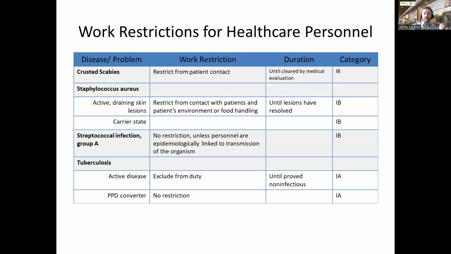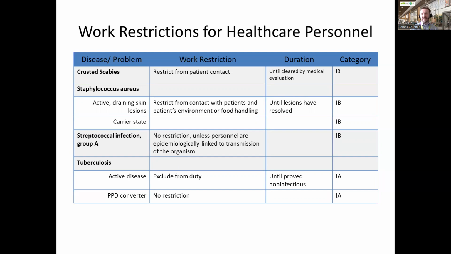So staff with crusted scabies should be restricted from patient contact until they're cleared by a medical professional. Staff with staph should be restricted during their acute infections and using routine precautions. So hand hygiene and using gloves when in contact with mucous membranes or bodily fluids should be sufficient source control for these Staphylococcus colonized staff.